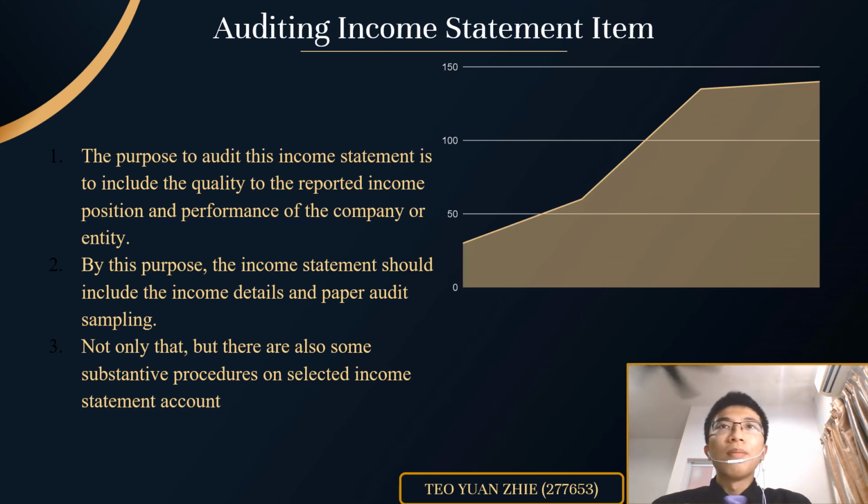Not only that, but there are also some substantive procedures on selected income statement accounts. One of the substantive procedures is a detailed test on selected income statement accounts. It is normally audited while auditing the related balance sheet account. For example, the item the balance sheet audited is long-term debt and the related income statement account is insurance expenses. From the explanation, the balance sheet account audited is related to the income statement account.